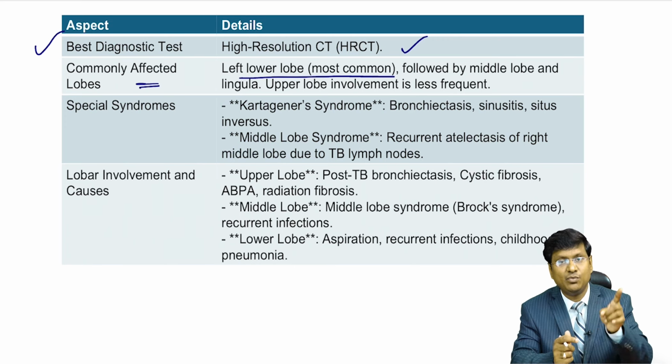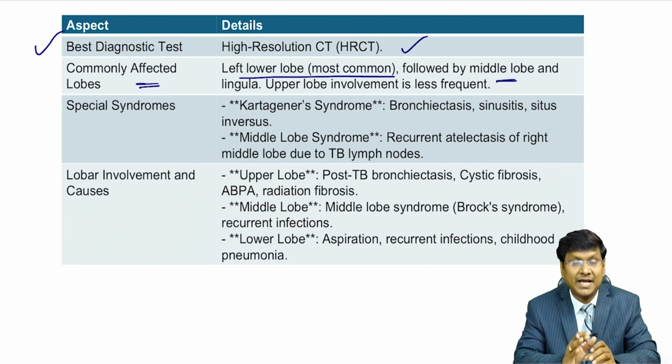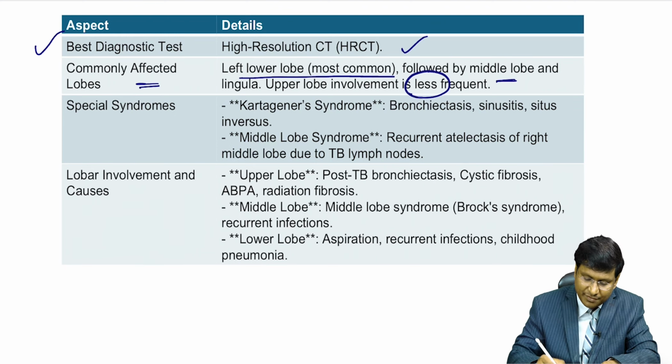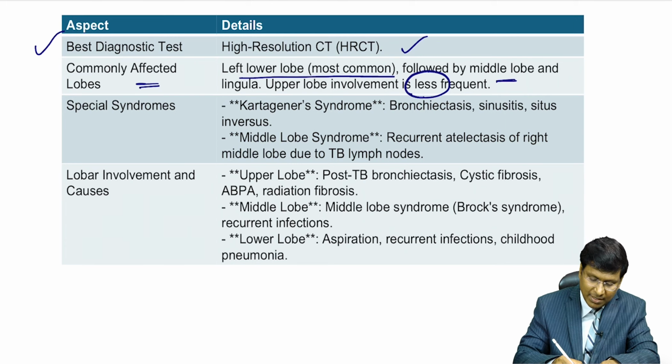Now, after the involvement of the left lower lobe, the next lobe which is affected is the right middle lobe. And what about the involvement of the upper lobe? The upper lobe involvement in case of bronchiectasis is less frequent. Okay, so that is about the lobar description.